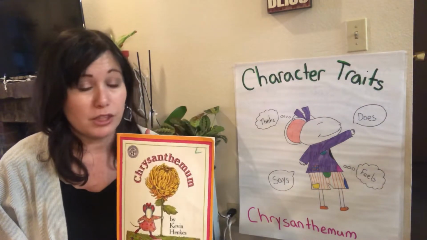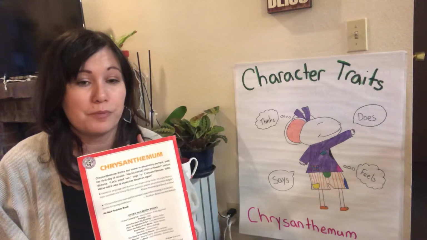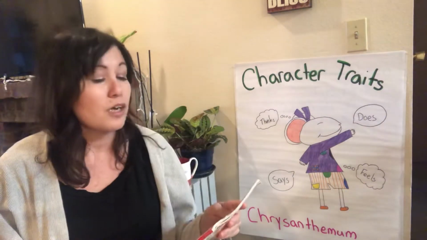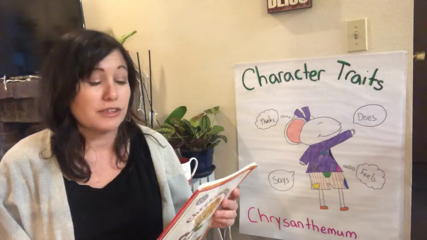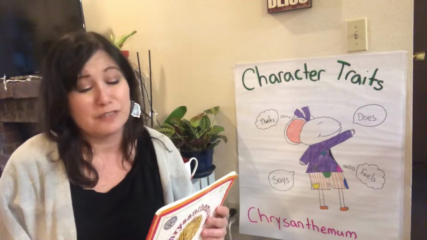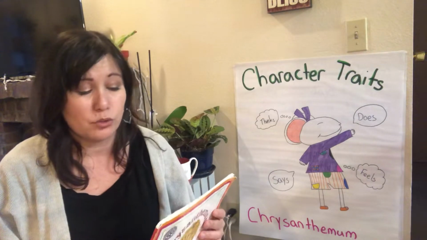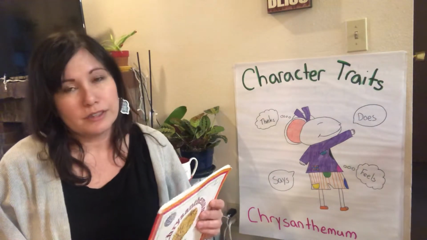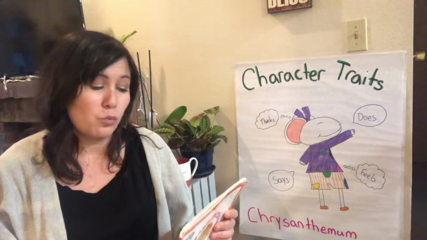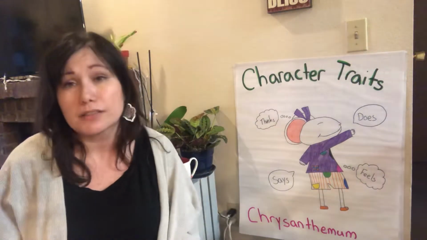But before we get started, we always read the blurb. Chrysanthemum thinks her name is absolutely perfect until her first day of school. You're named after a flower, teases Victoria. Let's smell her, says Joe. Chrysanthemum wilts. What will it take to make her blossom again?